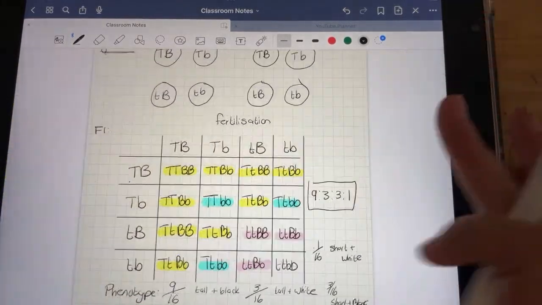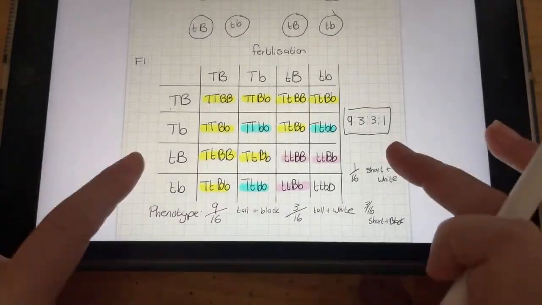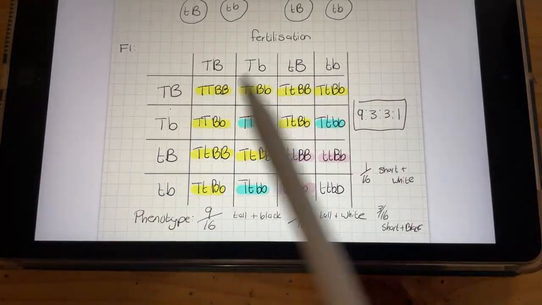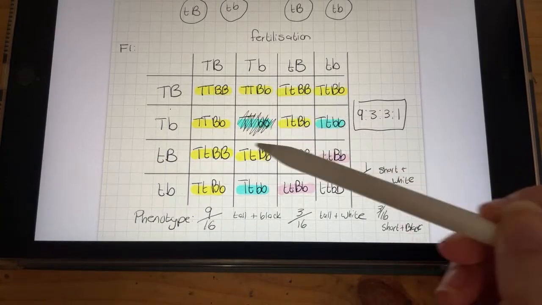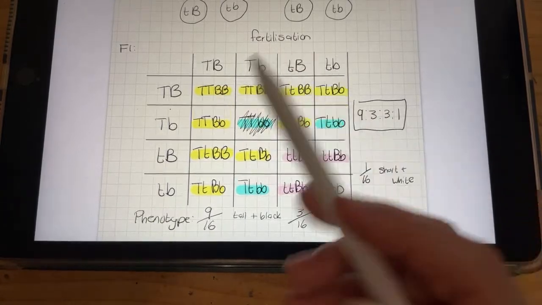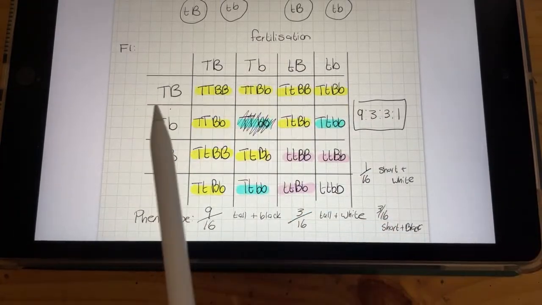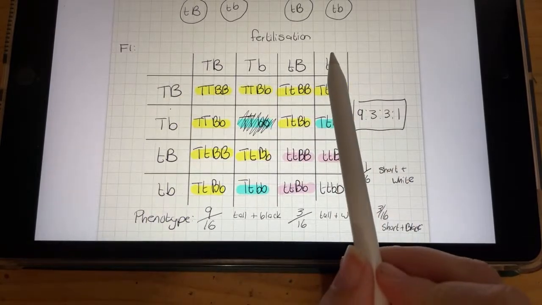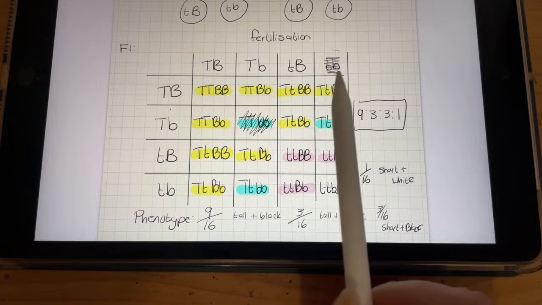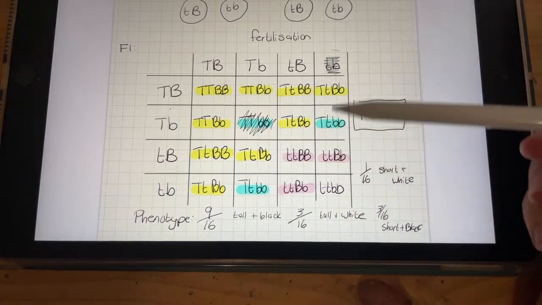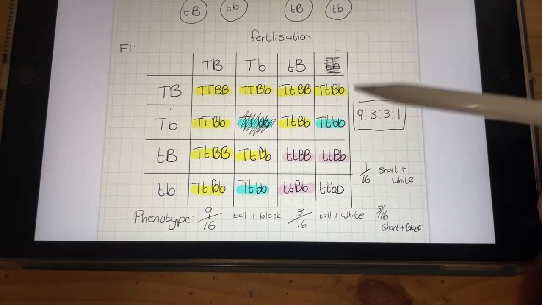Now, the good news is, you'll never have to do a whole Punnett square like this. They often just have one of these missing, and you've got to fill in the missing one. The other questions they ask is, they have a whole Punnett square, but one of the gametes is missing. And so they ask you, what is the gamete that should be here? And you can work it out just by looking at the answers in the row.